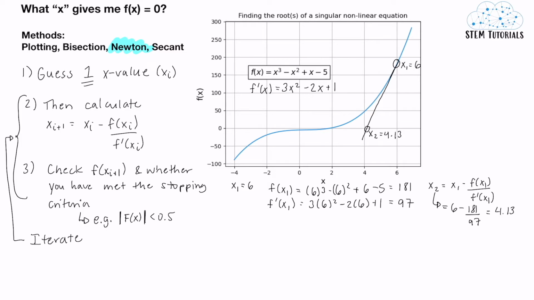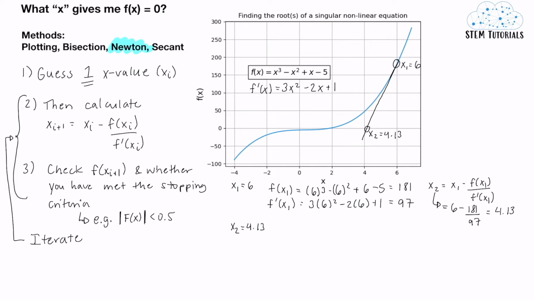And so what we're going to do as our next step is calculate our f of x plus 1. We're doing this just to see how close we really are to our f of x equals 0. So here we have our x2 equals 4.13, and we're going to calculate our f of x2 to see whether or not we've met any of our stopping criteria. Our stopping criteria tells us when we can stop iterating, when we are close enough to our 0.